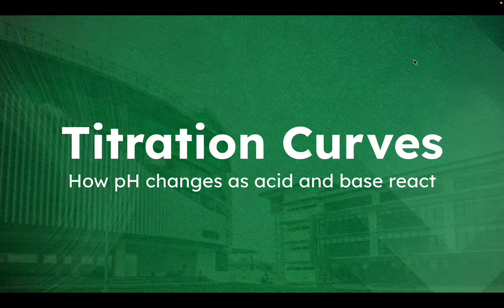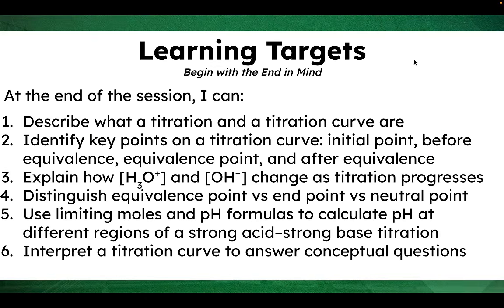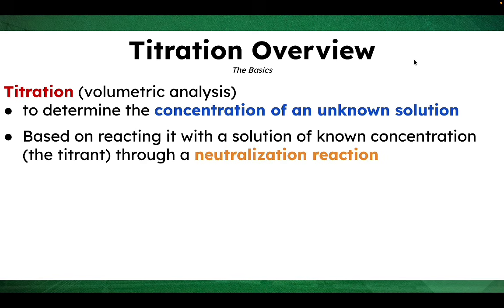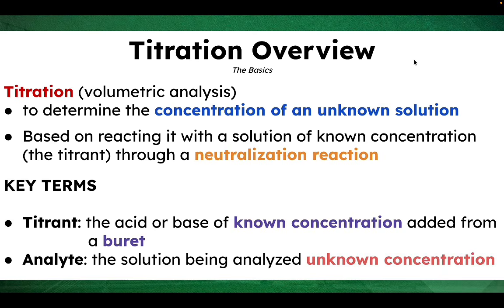In this video, we're going to talk about titration curves. Here are the learning targets for today. Titration is a volumetric analysis. It is a method used to determine the concentration of an unknown solution. Now, this is based on reacting an analyte with a solution of known concentration, or what we call a titrant, through a neutralization reaction. Now, there are two words that you should know.